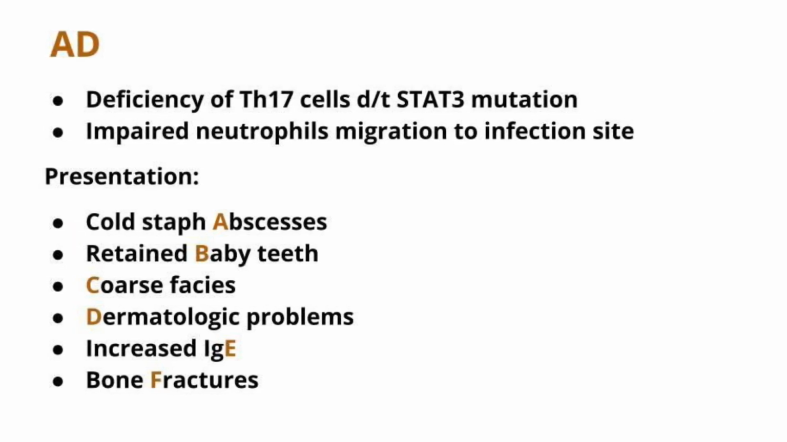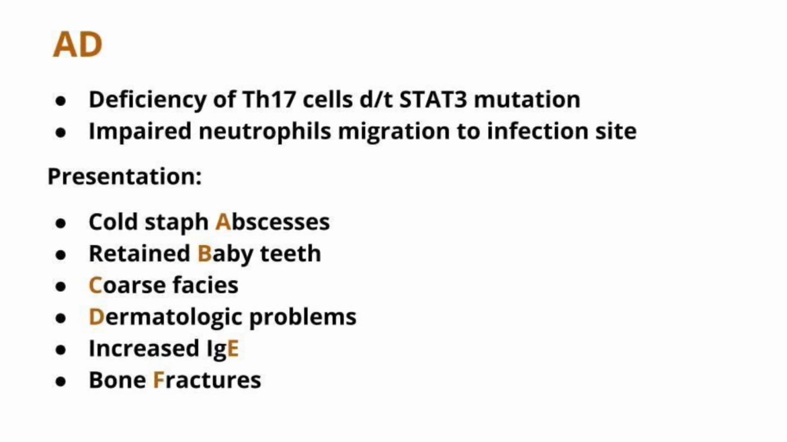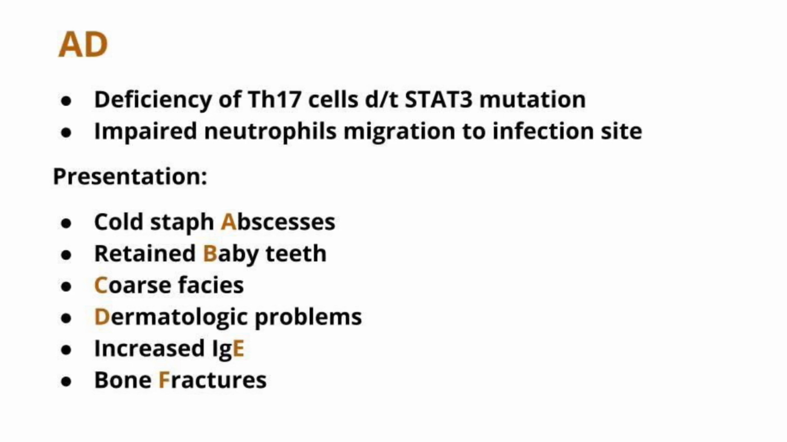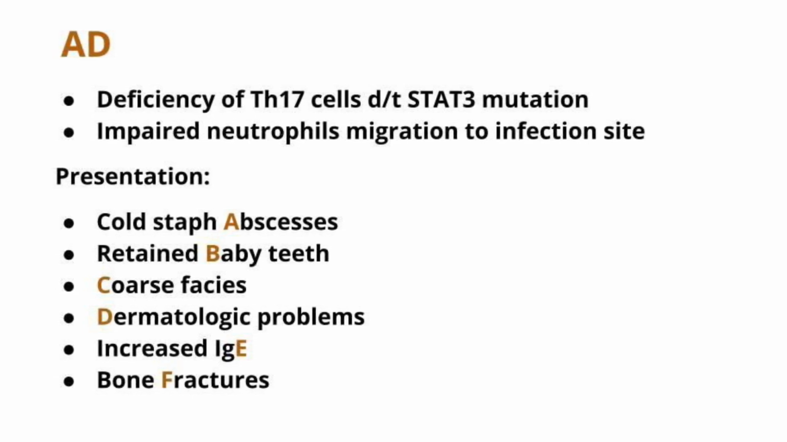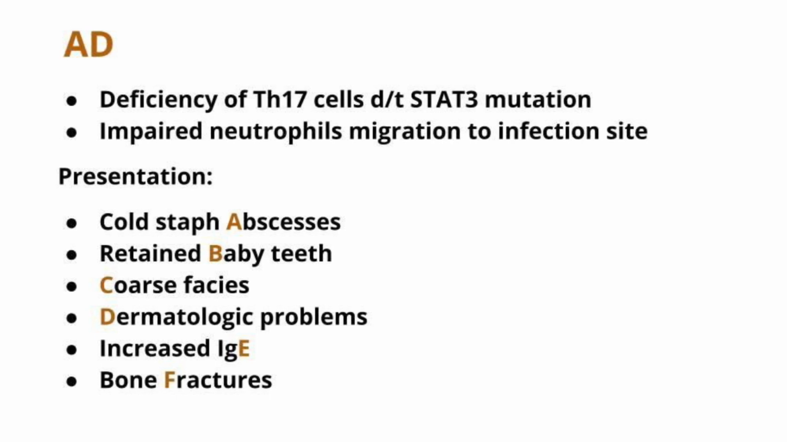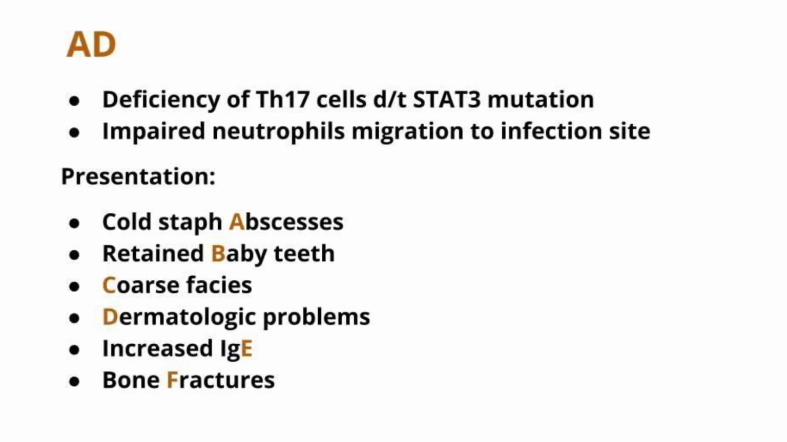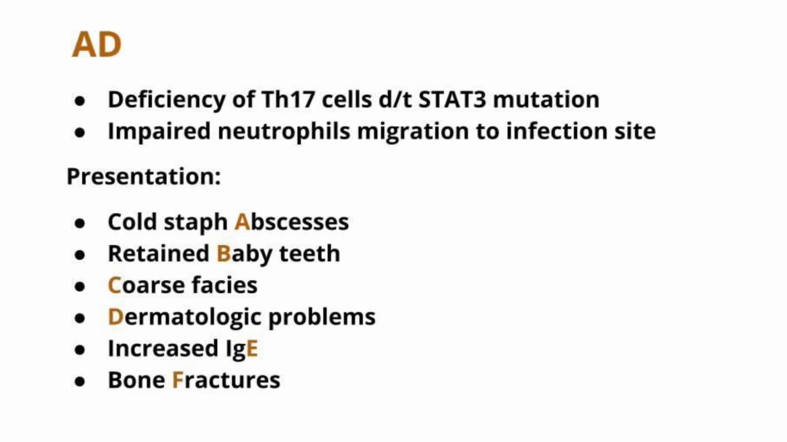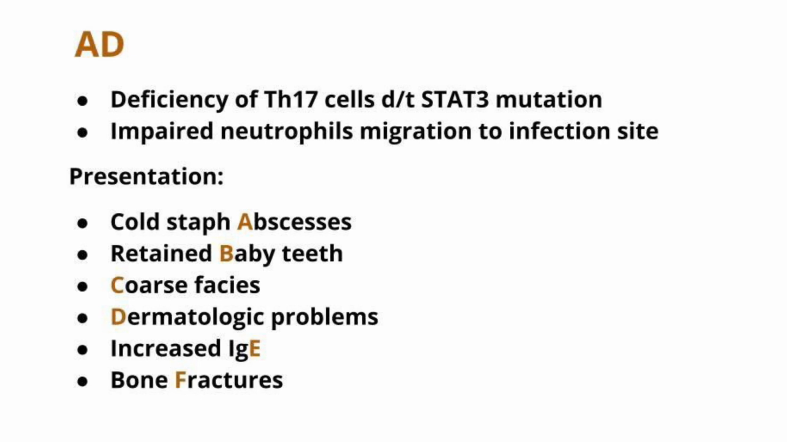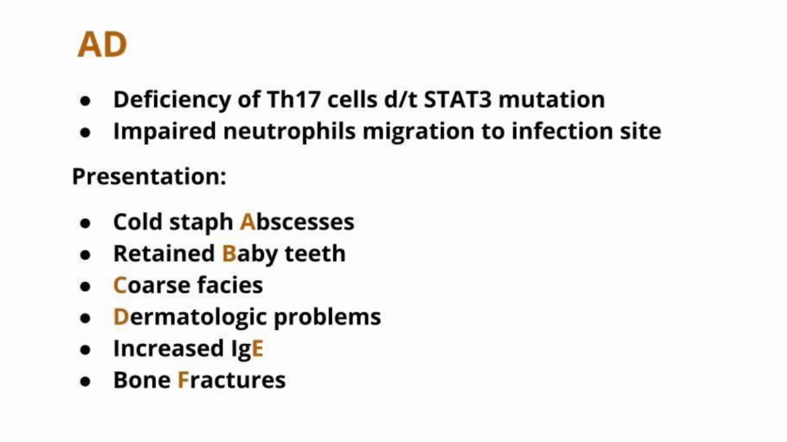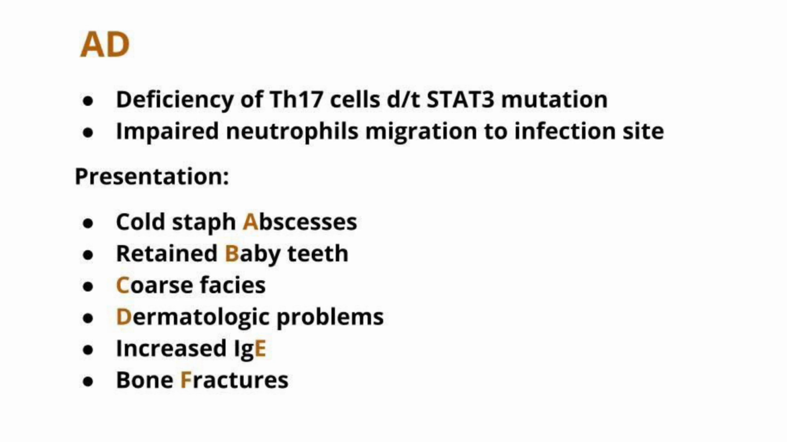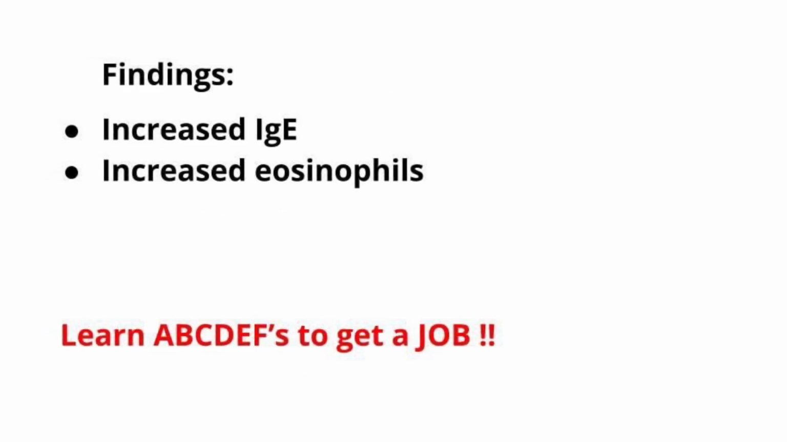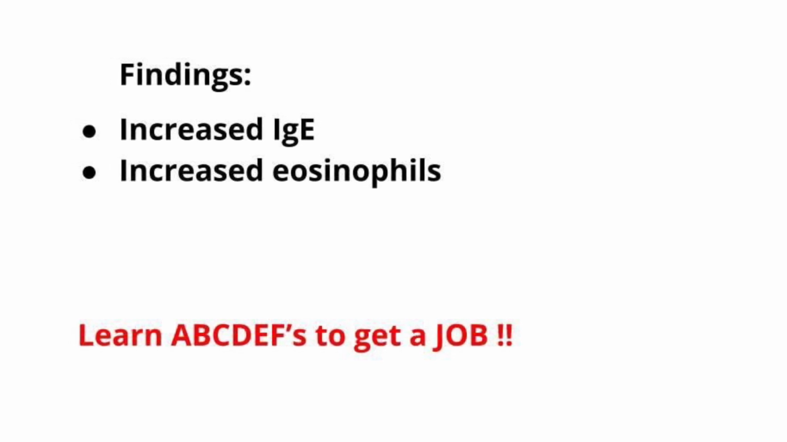It is due to the deficiency of Th17 cells, which occurs due to STAT3 mutation. Because of this STAT3 mutation, there will be impaired recruitment of neutrophils to the sites of infection. The patients with Job syndrome present with cold staphylococcal abscesses which are not inflamed, and they have retained baby teeth, coarse faces, dermatological problems like eczema, raised IgE levels in the blood, and bone fractures from minor trauma. You can remember these clinical presentations as learn the ABCDEFs to get a job.